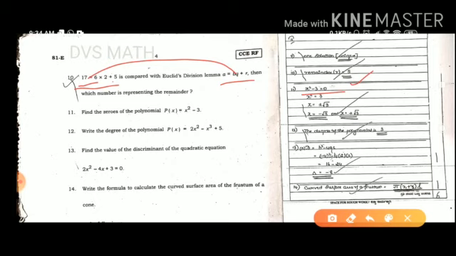Minus 3 and plus 3 are the zeros, and this is also very simple. Write the degree of the polynomial. Definitely one question will be related to the degree. So here observe all the highest powers. Please check from start to end.